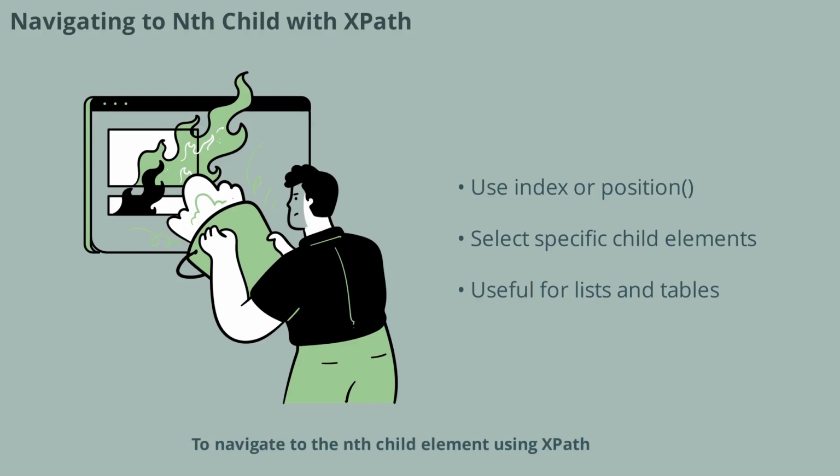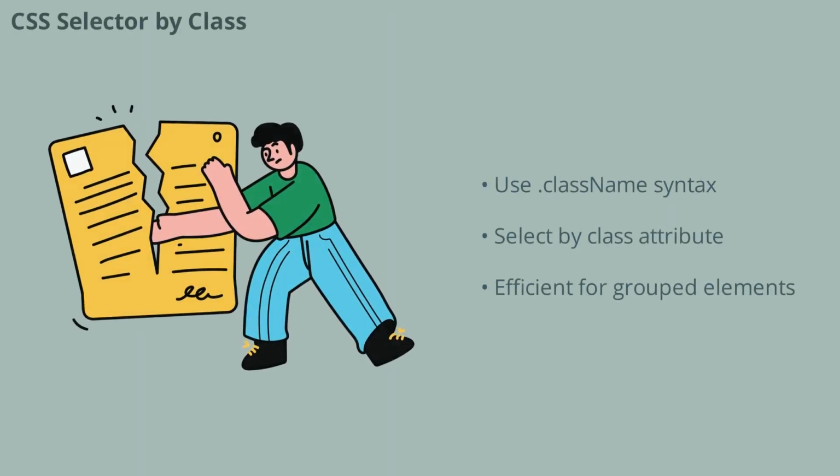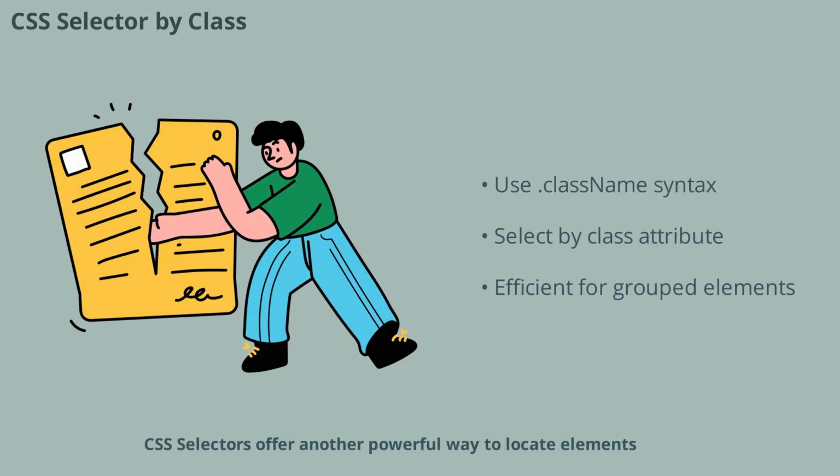To navigate to the nth child element using XPath, you can use square brackets with an index or the position function. For example, div[2] selects the second div element, while div[position()=3] selects the third. These techniques are essential when dealing with lists or tables where you need to interact with specific items based on their order. CSS selectors offer another powerful way to locate elements.